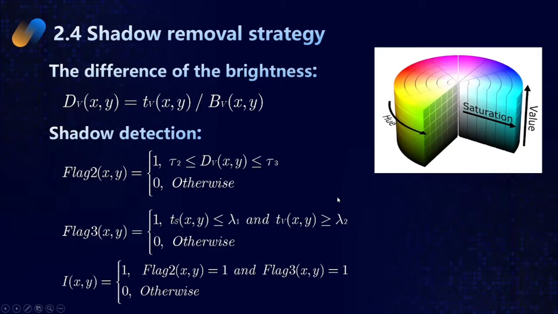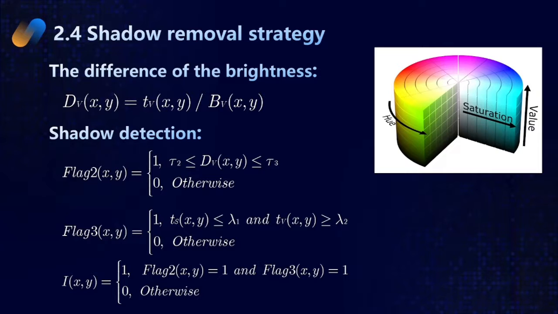The last step is the shadow removal strategy. We use the HSV color space. The main reason for using the HSV color space is that it is very close to the characteristics of human vision. The basic idea is that the shadow area can be effectively distinguished by using the characteristics of shadow intensity reduction and color invariance theory.